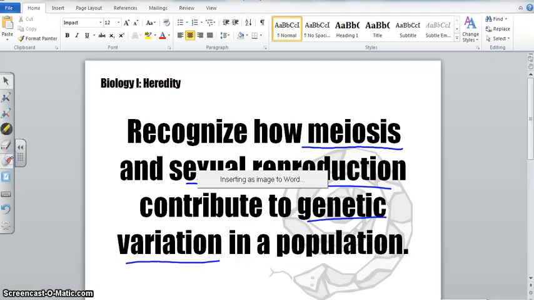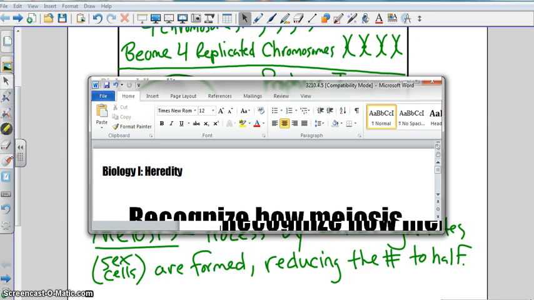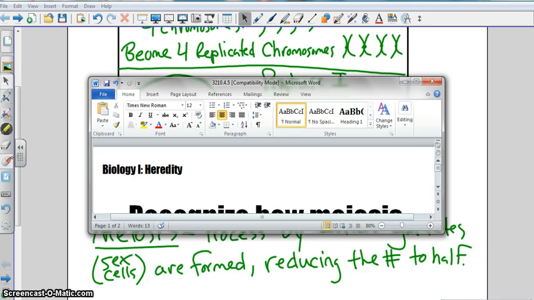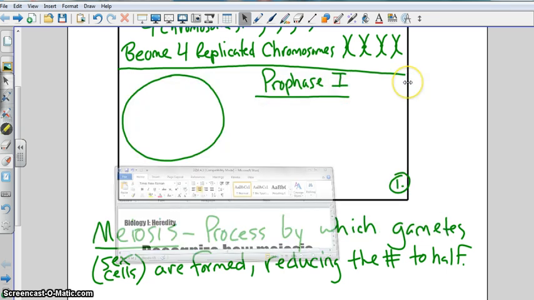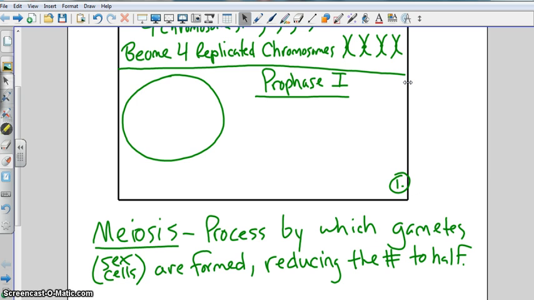What are some things that happen in prophase in mitosis? All right, the chromosomes form. What else happens? The nucleus breaks down. All right, nucleus breaks down, nuclear envelope goes away, the spindle starts to form. Those same things are going to happen in prophase 1, but there's going to be a little difference.